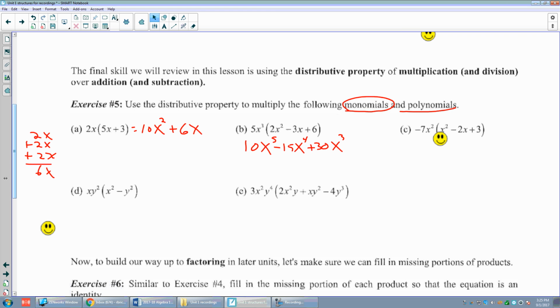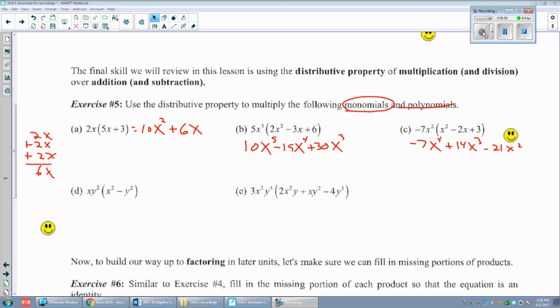-7 times, what number's there? A 1. -7 times 1 is -7. Then we have x squared times x squared is, be careful here, x to the fourth. -7 times -2 is positive 14. There we go. We're running out of time.